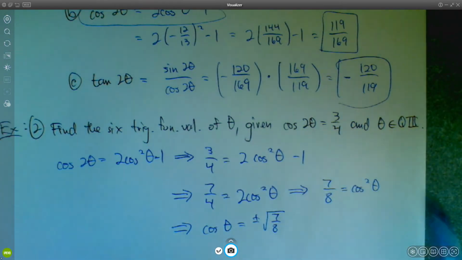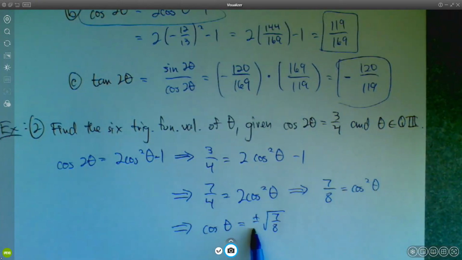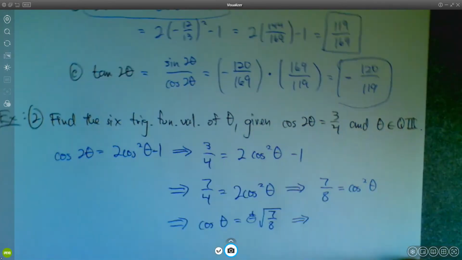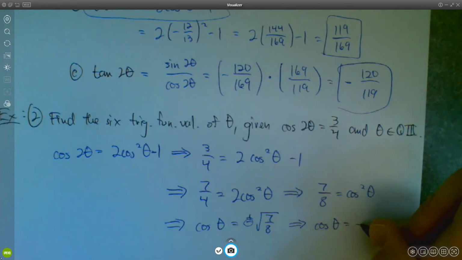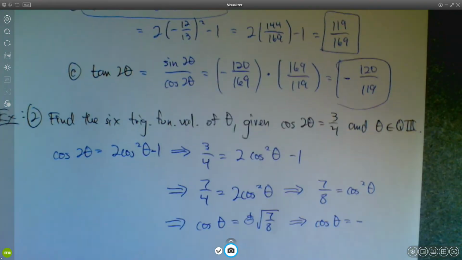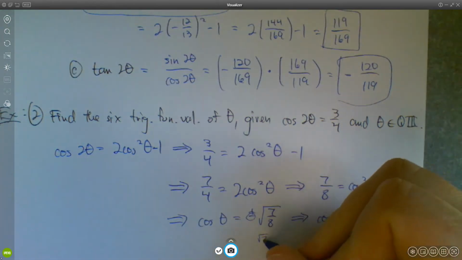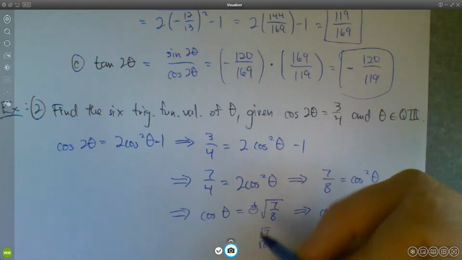Now, theta is in quadrant 3. And in quadrant 3, cosine is negative. So I'm going to take the negative square root. In fact, if I split this, I have root 7 over root 8. Square root of 8 is just 2 root 2.